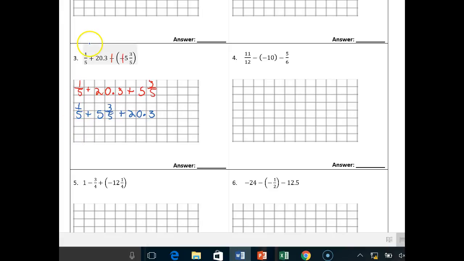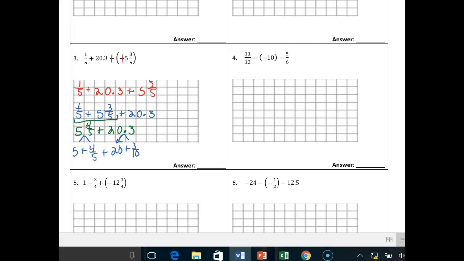So 1/5 and 3/5 should give me the 4/5. So I get 5 and 4/5 here. Because the whole number just stays by itself. 5 and 4/5 plus 20.3. This is where ST Math is going to help. So first of all, let's break apart this and say, hey, this is a 5 plus a 4/5 plus a 20. And let's break apart this. What does this really become? Well, 20 stays 20. What is the 0.3? The 0.3 is 3 over 10, 3/10, right?